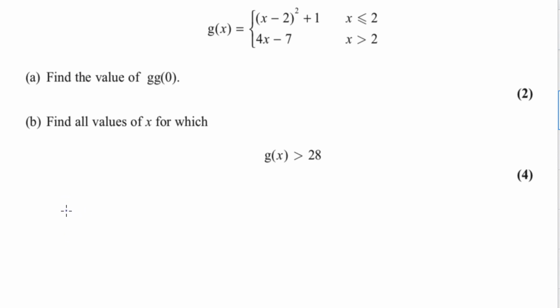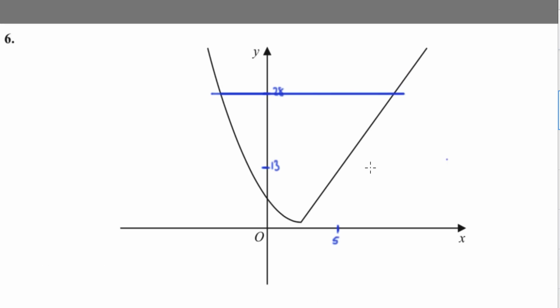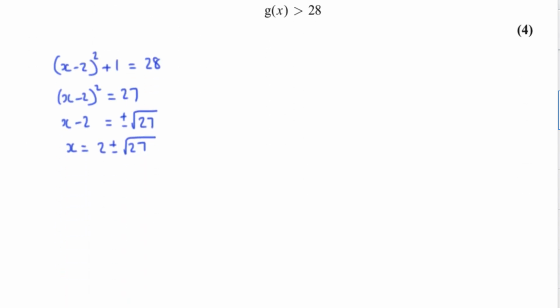I'm going to make x minus 2 squared plus 1 equal 28 and solve this. So x minus 2 squared is equal to 27. x minus 2 is going to be equal to plus or minus root 27. So x is equal to 2 plus or minus root 27. However, we want the negative answer for this one, so it's going to be 2 minus root 27.